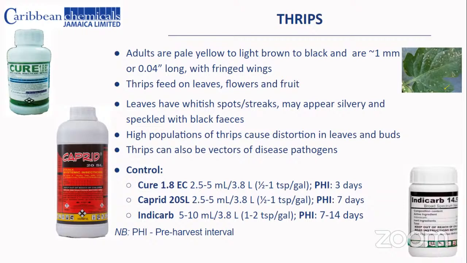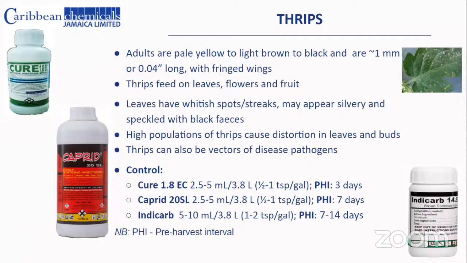We use a wide range of products, and you realize that because a lot of these are similar in terms of how they feed, some of the chemistries can be rotated. So we are seeing Caprid again. Cure can be used also, and Indicar. Cure and Caprid are used at a similar rate, 2.5 to 5 mL, and Cure, like Caratrax, has a very short PHI of 3 days.